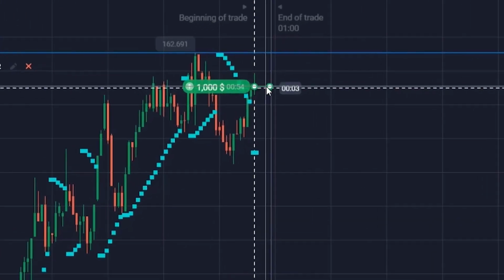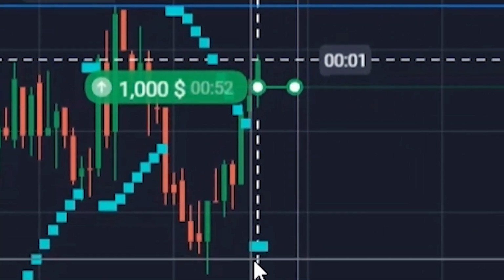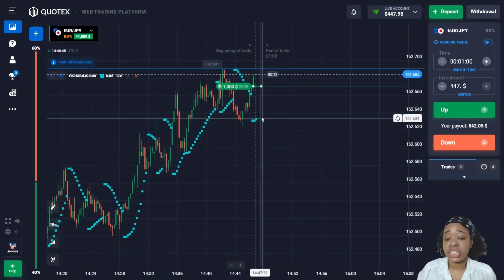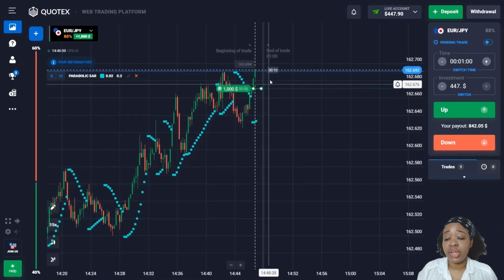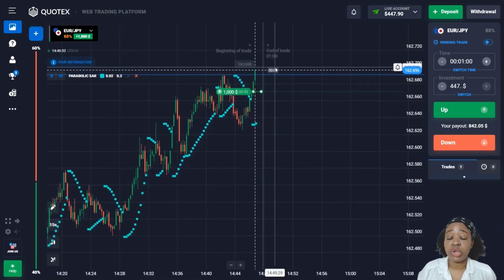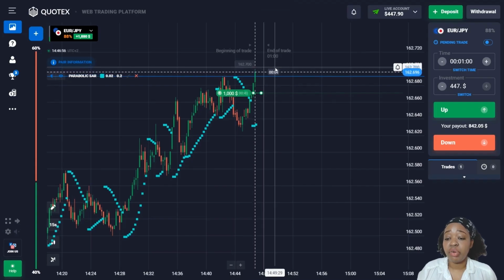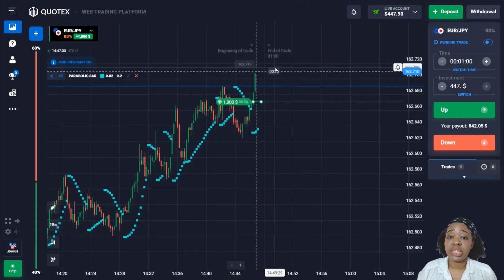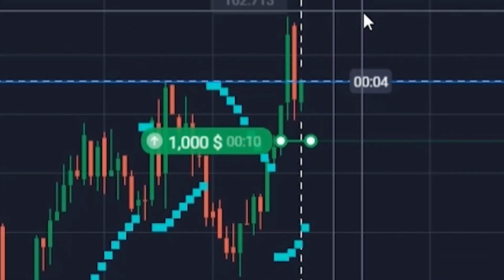Also, you can see that my entry point is confirmed by the indicator. You can see the points formed below the graph. I'm hoping in this situation 1 minute will be quite enough and I have enough time to work on this rising movement. You can see it's quite possible that in the near future this level will be broken through. Let me wait for the results of this trade and see what will happen in the next minute.